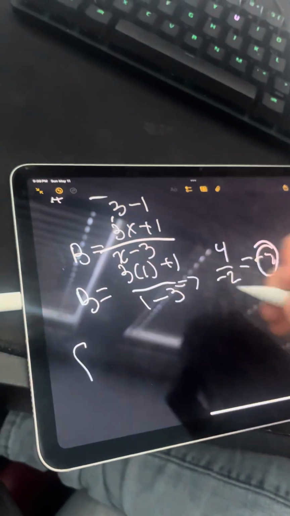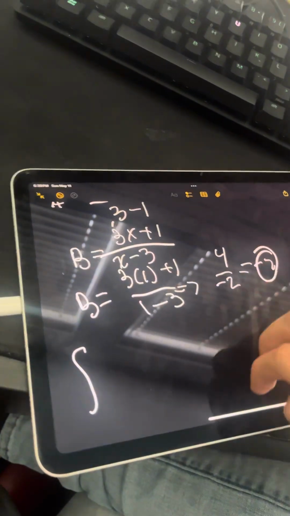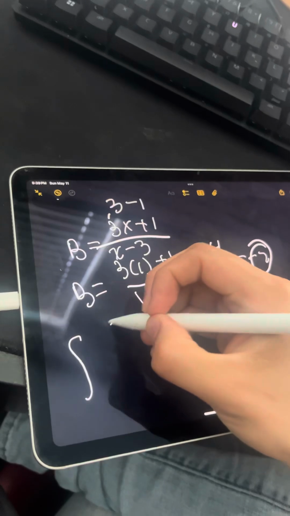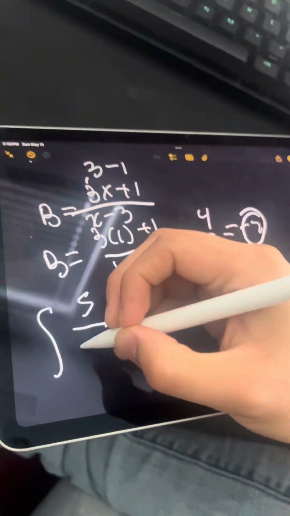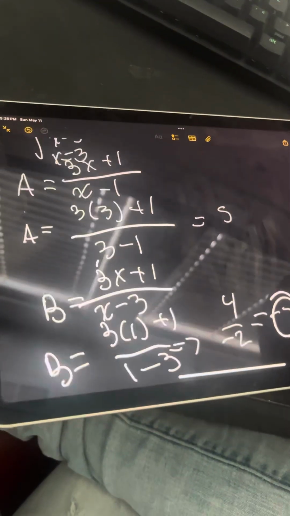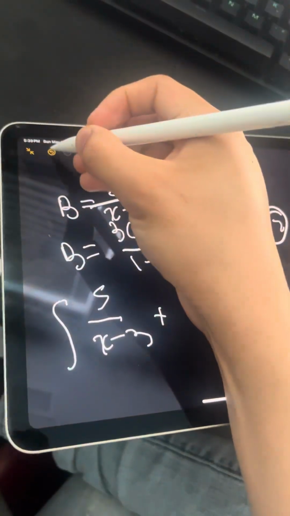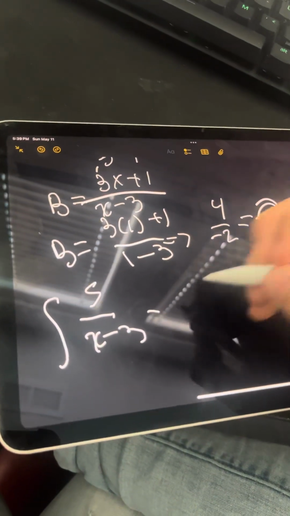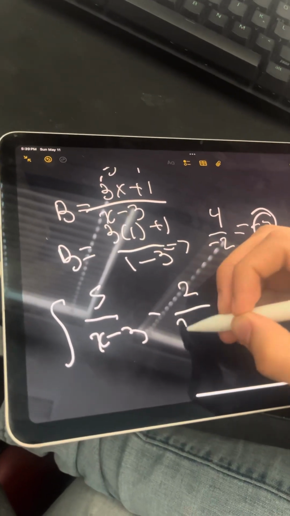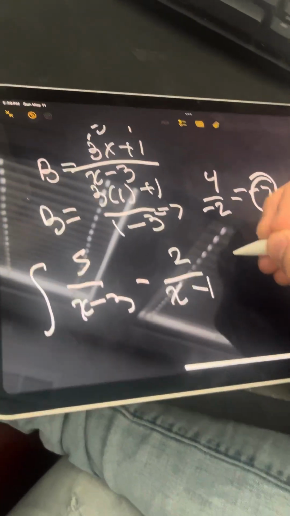So if I go back to that integral, I'm going to plug in my A term up here, which was 5. 5 over x minus 3. Yep, 5 over x minus 3. Minus 2 over x minus 1.